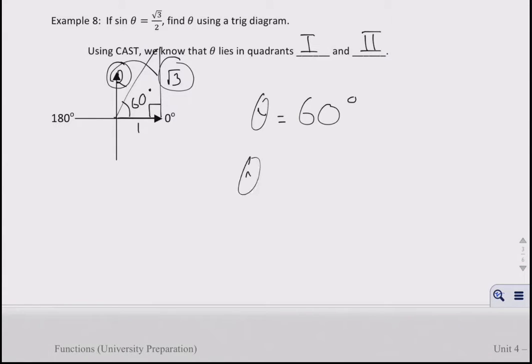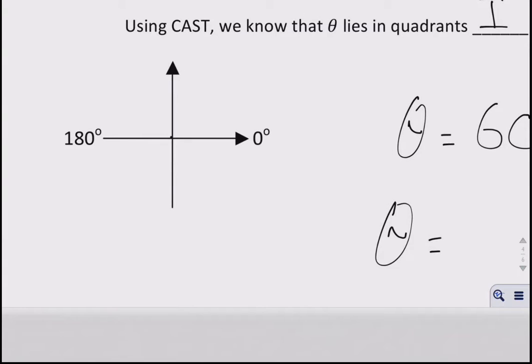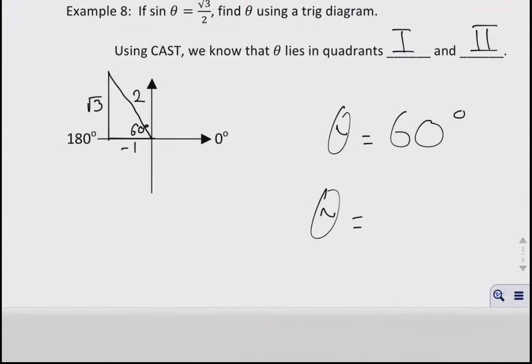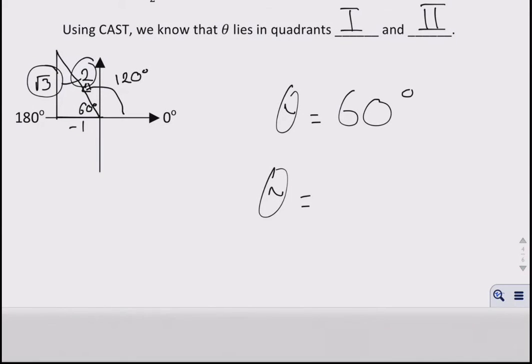And in quadrant number 2, well, I'm still going to be positive, except that in this case, let me just take my triangle, and I'll just write it in. I got 60 over here, negative 1, root 3, positive 2 here. Sine is opposite over hypotenuse. The reference angle is 60, which means my main angle is 120 degrees, and that gives me my second value.